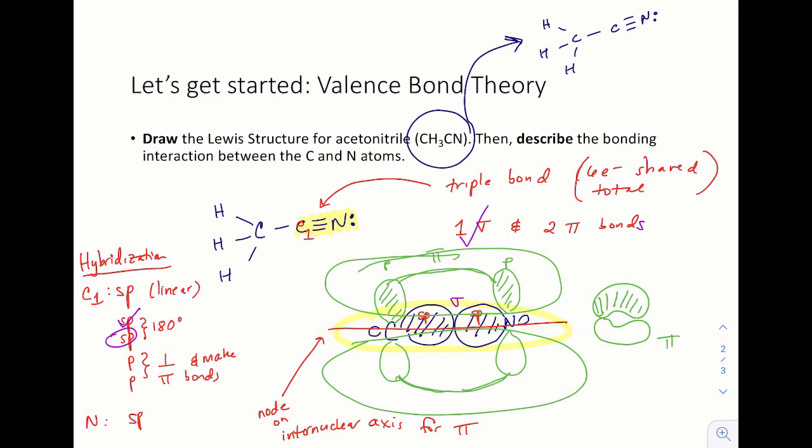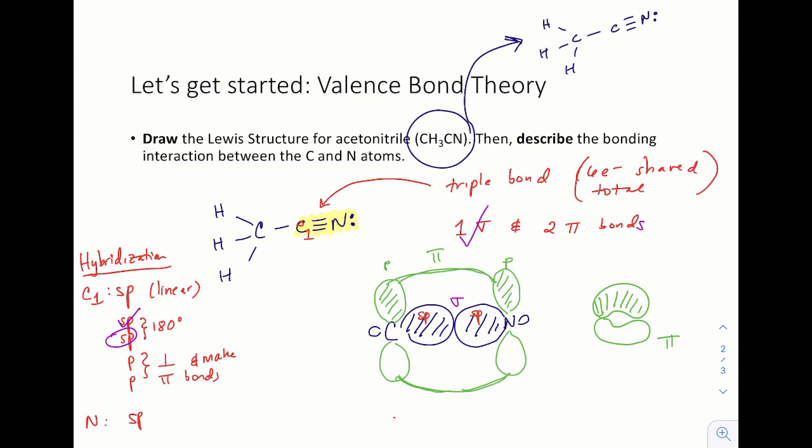So typically sigma bonding interactions are stronger than pi bonding interactions for this reason. Now we've shown one of the pi bonding interactions, we need to show the other. We've used up this p orbital from carbon. There's one p orbital left, and it is perpendicular to the one that I've shown in green.